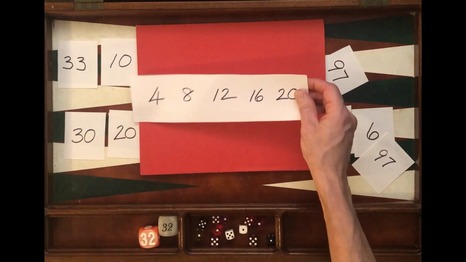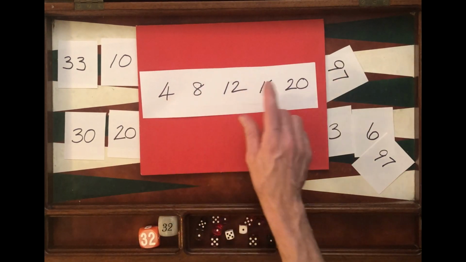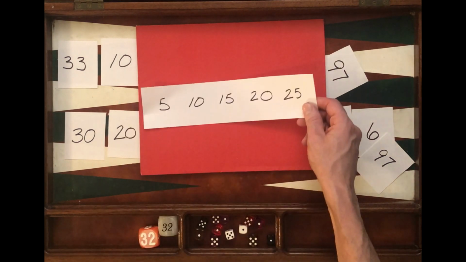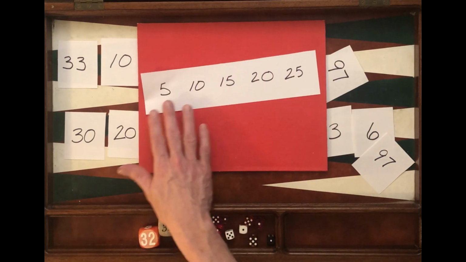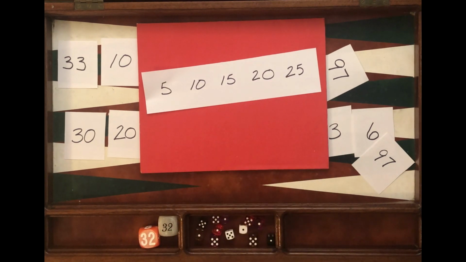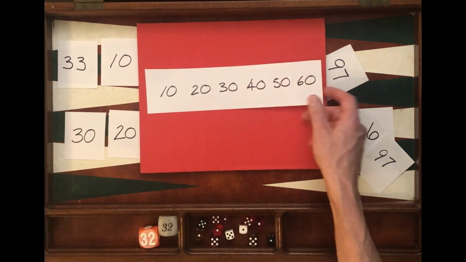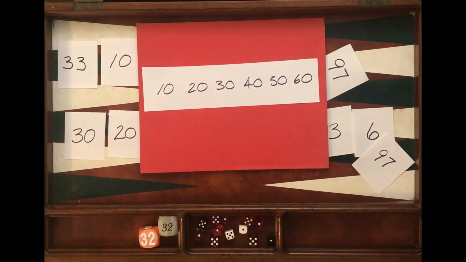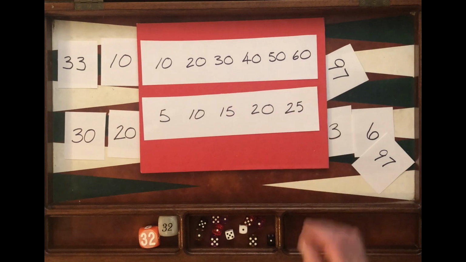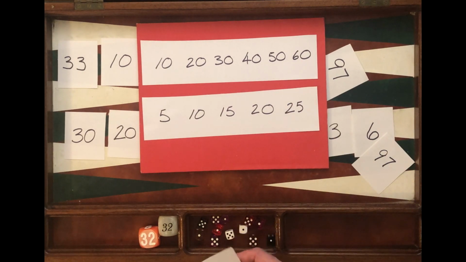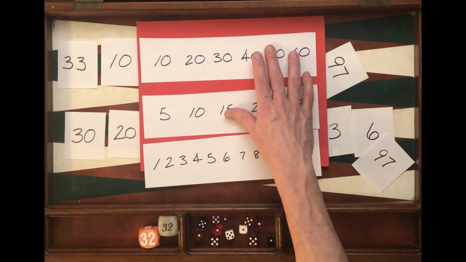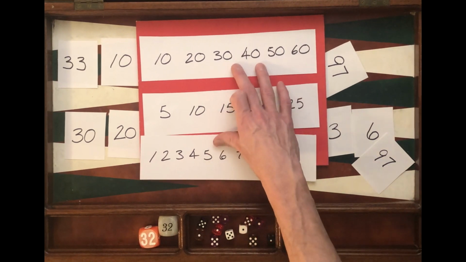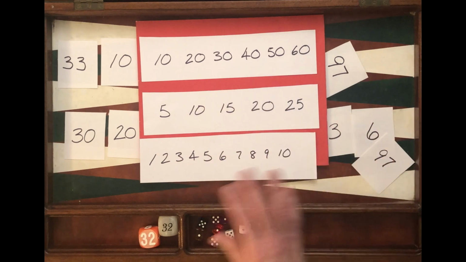Let's do pattern by 4s. 4, 8, 12, 16, 20. By 5s. 5, 10, 15, 20, 25. And by 10s. 10, 20, 30, 40, 50, 60. And for most people, if I asked which were the easiest, it'd be the 1s, the 10s, and the 5s. And they're going to take advantage of this to make all our counting easier.